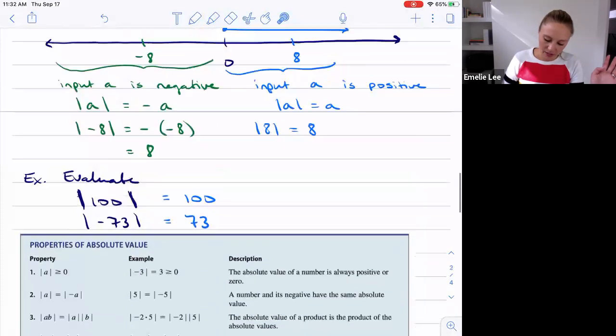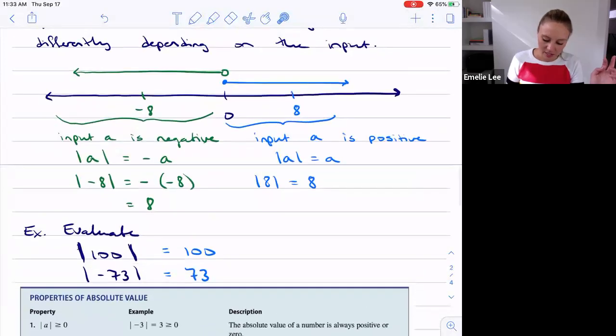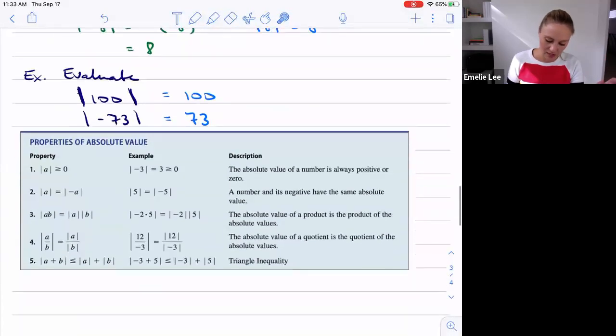What we saw up here, right? It doesn't matter if I do the input of 8 or the input of negative 8, the result is 8 positive either way, right? And so that's what this is saying here, is that the absolute value of A is going to be the same as the absolute value of negative A. So it doesn't matter.